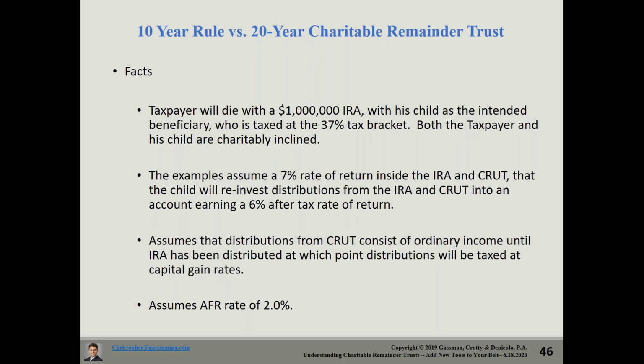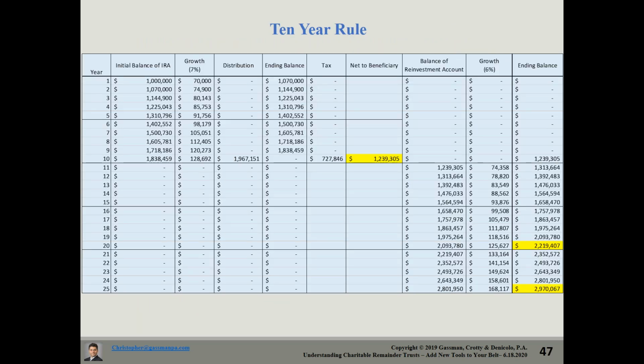So if you have a taxpayer who dies with a $1 million IRA, we assume a 7% rate of return, we assume a 6% after-tax rate of return, and an IRS applicable federal rate of 2%. Under the 10-year rule, this $1 million IRA after 10 years, after tax comes out, the beneficiary is going to receive approximately $1,239,000.